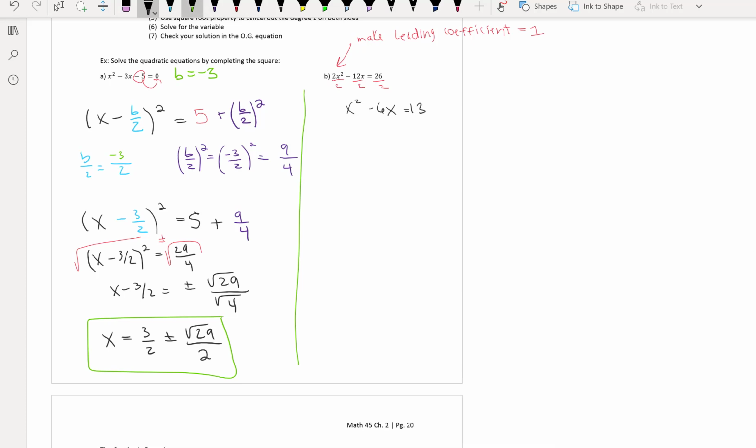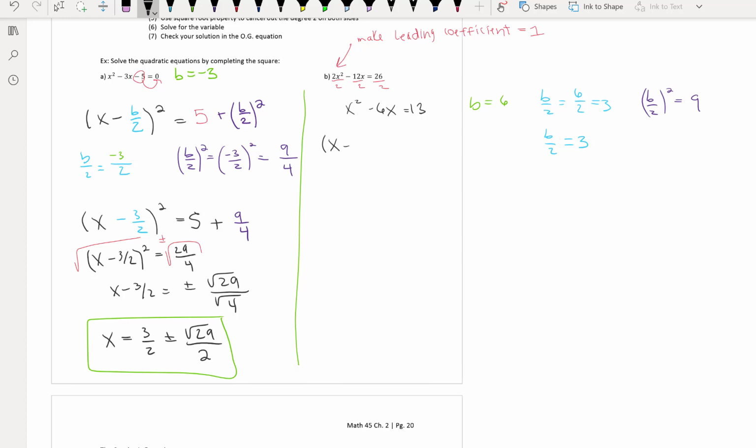So now I can identify my b value. My b value is now 6. So when I divide that by 2, my b/2 value would be 6 divided by 2, which would be 3. So my b/2 value is now equal to 3. So if I were to square that, it would just be 3 squared, which is 9. Okay, so now I have my outline.